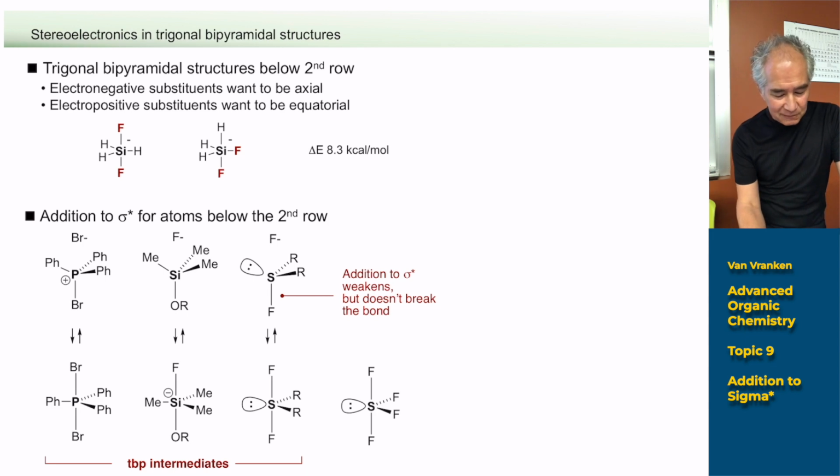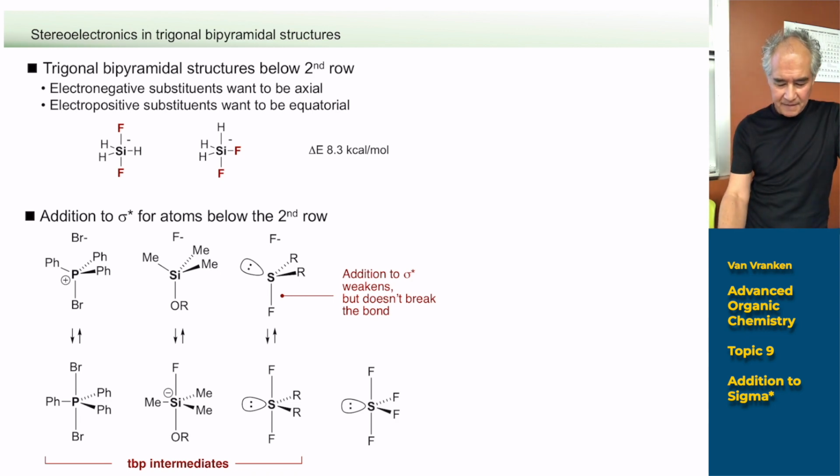You don't want to attack with fluoride side-on attack, right? You would attack the opposite side of the leaving group, right? When you attack in SN2 transition states, you attack from the backside. You create a transition state that is stereoelectronically favorable.